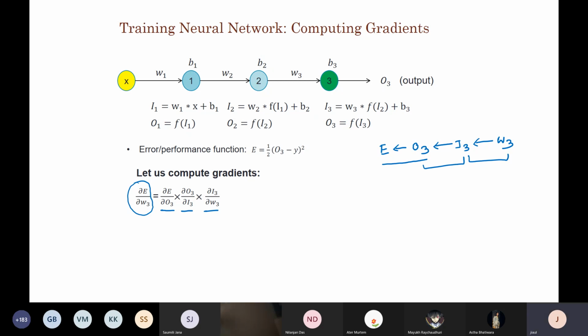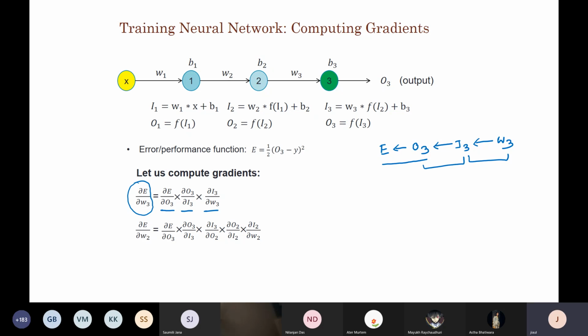Now what would be my del E del W2 then? If I compute del E del W2 in a similar fashion, it is going to be something like this. E depends on O3, O3 depends on I3, I3 depends on O2, O2 on I2, and I2 on W2. If you draw the influence diagram again, that should be very straightforward. All you have to remember is that if I change W2, the parameter I'm interested in, how that W2 is going to influence, or how it is getting propagated in my network up to the output node. You can draw a very simple diagram and then straight away compute all this chain rule very conveniently.